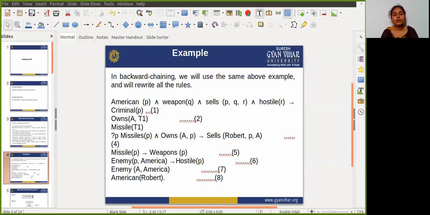Again, the same for the fifth equation: if P is a missile, then P is a weapon. Okay, the sixth equation is Enemy(P, America), then P belongs to the hostile. Okay, P belongs to the hostile. Next, if A, America belongs to enemy, okay, and then the last predicate is American(Robert), Robert is an American. Okay, so for that we wrote American, in which we pass Robert.